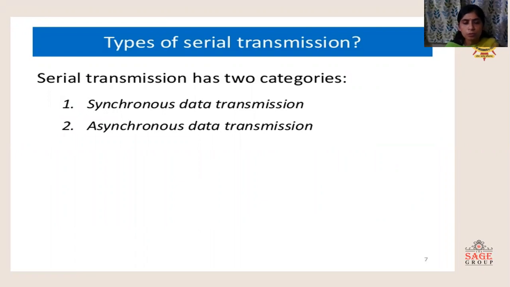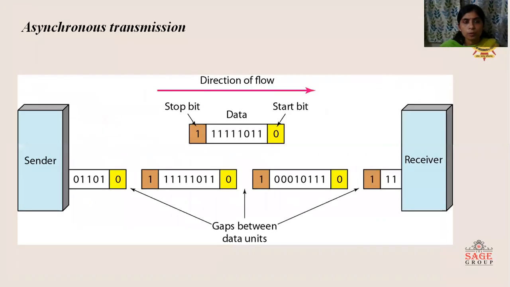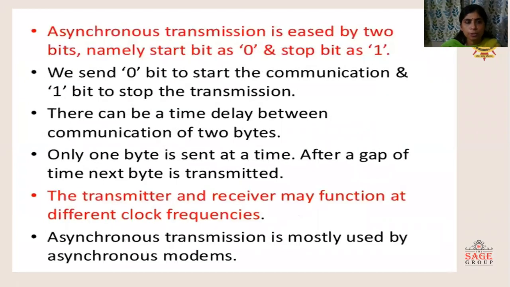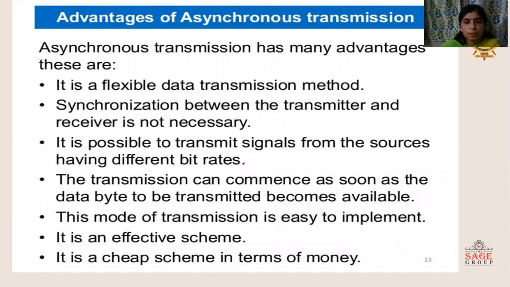Synchronous means clock synchronization of transmitter and receiver should be maintained. Here in asynchronous, the data is transmitted in groups of a byte, having one start bit and one stop bit. Here is the example of asynchronous transmission, the diagram: start bit and stop bit. Timing of the signal is not an issue here, but an extra start bit and stop bit are required in case of asynchronous transmission.